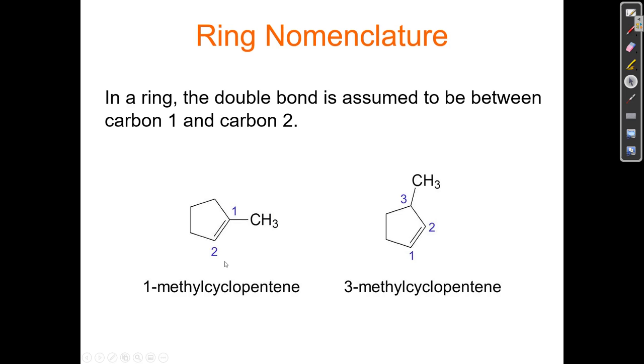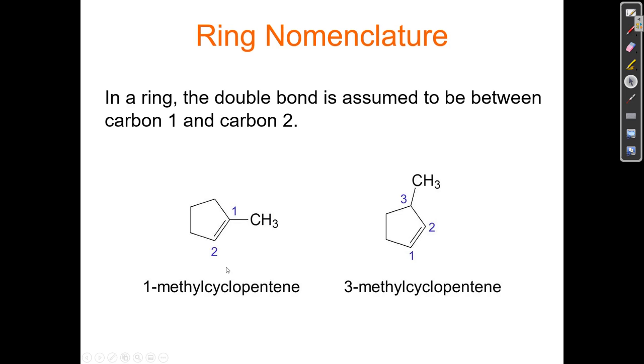So when I only have one double bond in the ring, I don't need to indicate that it's one, cyclopentene or cyclopent-1-ene. I don't have to say 1-ene. I don't have to say where the double bond is when it's in a ring, because when it's in a ring, wherever it is, it's always at one.